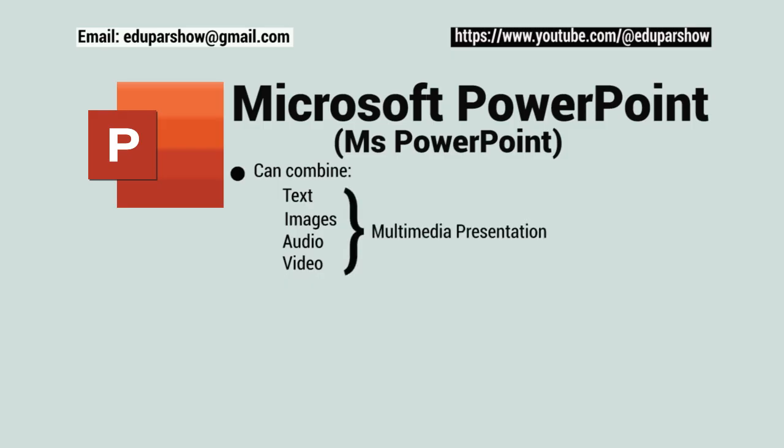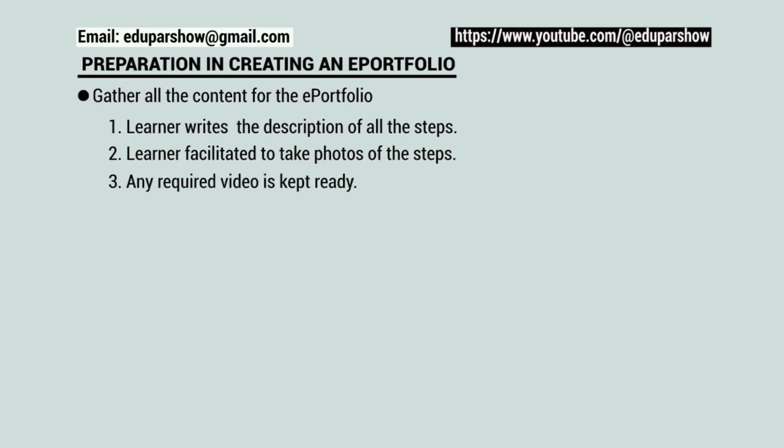The first step in creating an e-portfolio is to gather all the content required. This involves: 1. The learner writing up a description of the steps involved in the project. 2. The learner is facilitated to take images or photos of the steps as the project progresses. 3. Any video required, for example, when the learner makes a presentation of the completed project, is also made ready. 4. If an audio file or music is to be included in the e-portfolio, it is also prepared in advance.